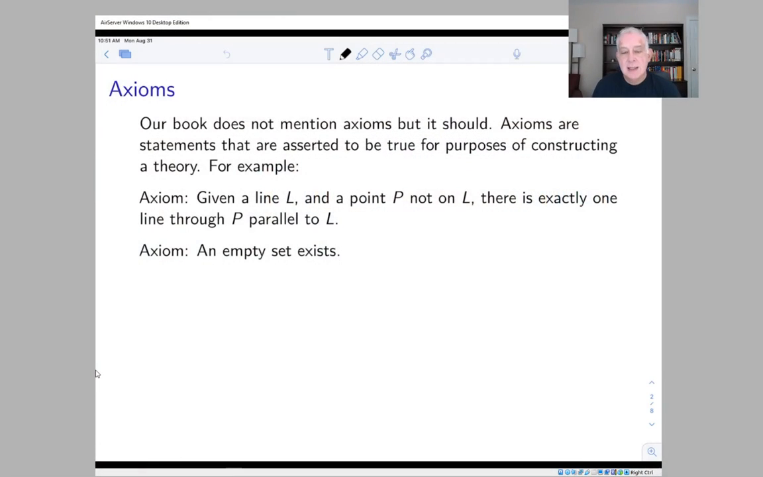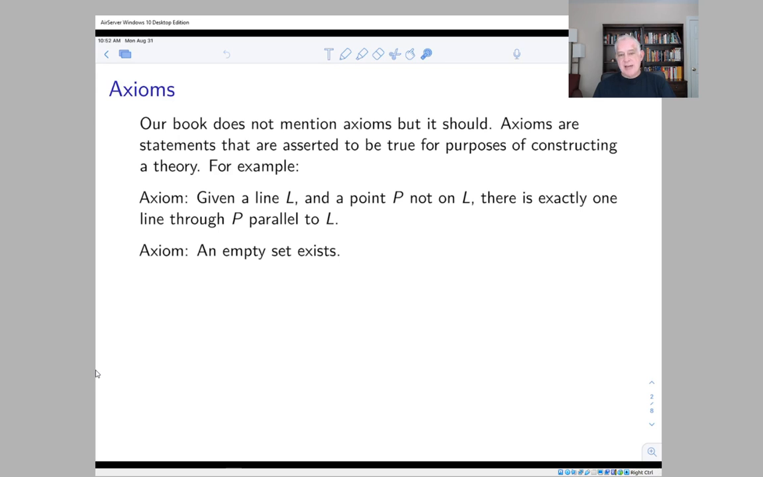So let me start by talking about something which is not in the text, which is a word that they overlooked, but should not have overlooked, which is axiom. So the book doesn't mention axioms, but it should. Axioms are statements that are asserted to be true and accepted as true for the purposes of constructing a theory.